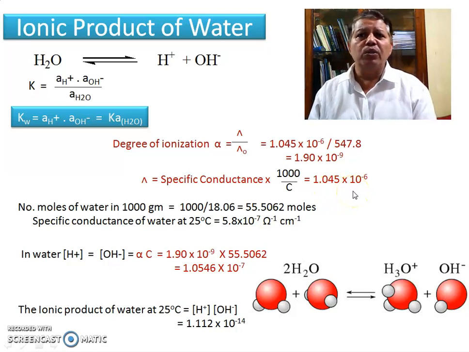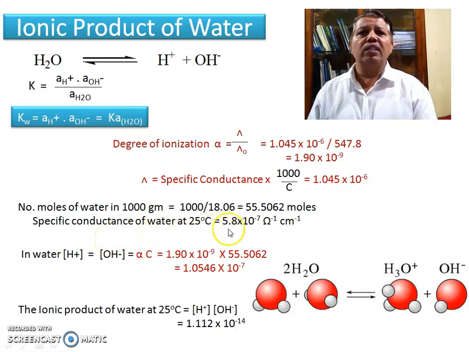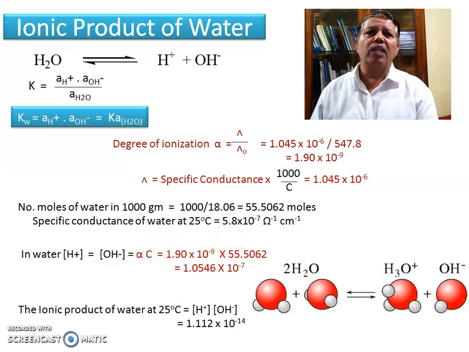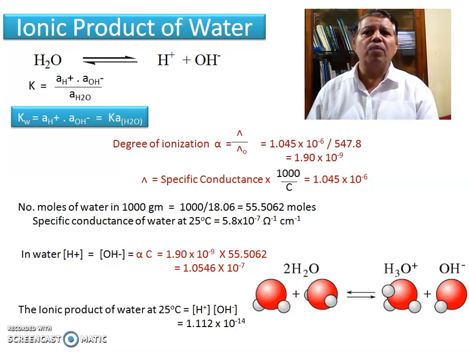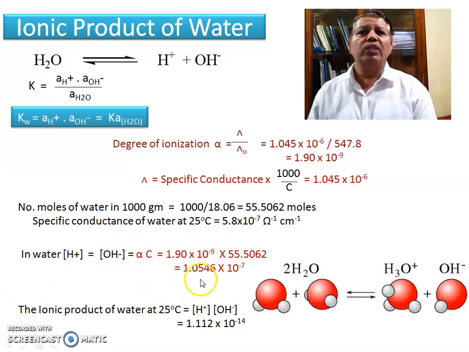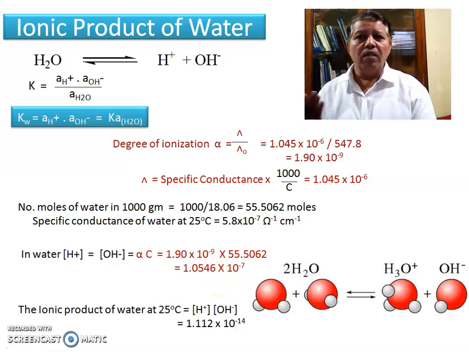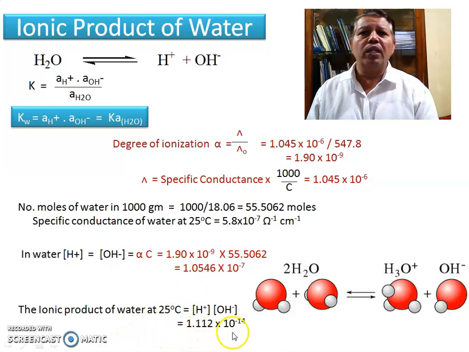Now from these two values we can find out the specific conductance of the water at 25 degrees Celsius is 5.8 into 10 raised to minus 7 moles per centimeter. Now for water, the concentration of hydrogen ion and concentration of OH ion are equal, and from that we can find that the concentration of hydrogen ion is nearly equal to 1.0546 into 10 raised to minus 7, and this is the concentration of hydrogen ion and OH ion. The ionic product of water from these two is observed to be 1.112 into 10 raised to minus 14.